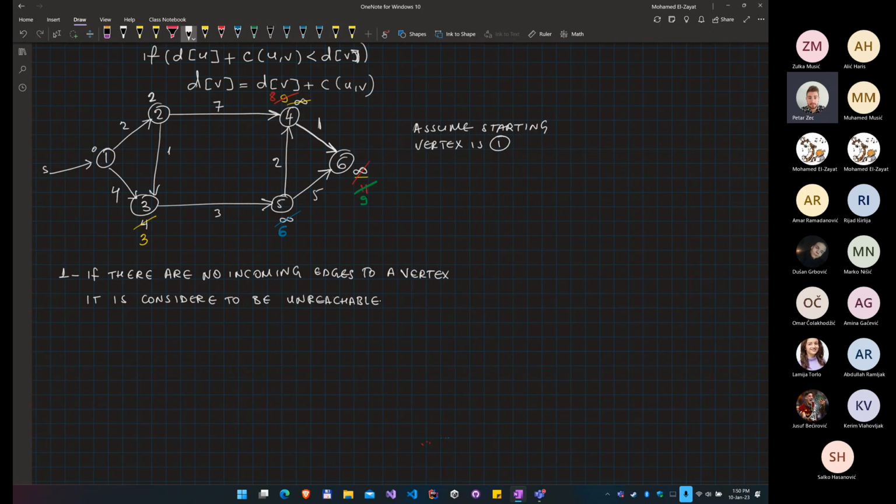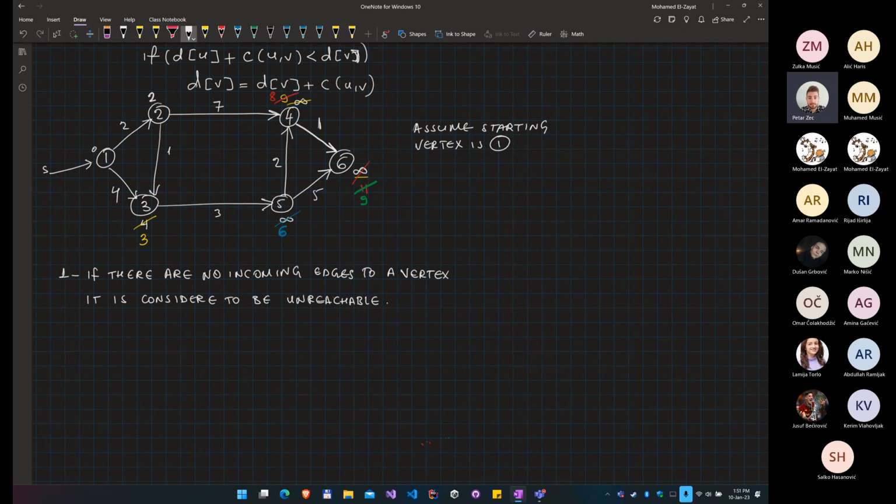Because, for example, if I tell you that the starting point, let's say, is 4, right? You can reach from 4 till 6, but you cannot actually reach 1, because there are no arrows incoming to 1. So for you, 1 will be unreachable, will be always infinity. Okay. So this is a very important point to mention here.